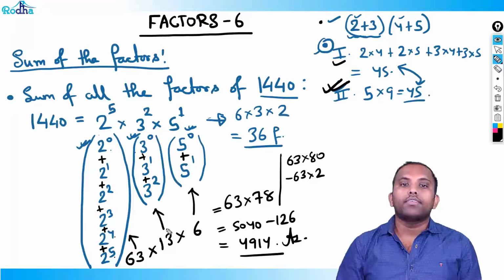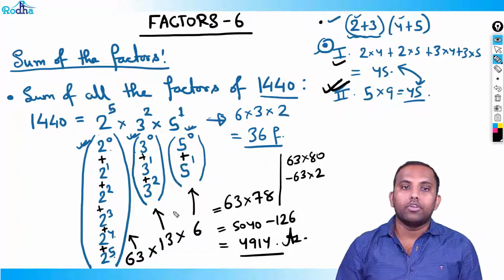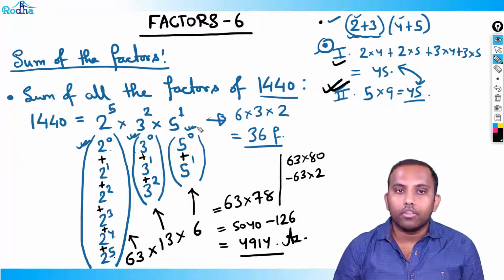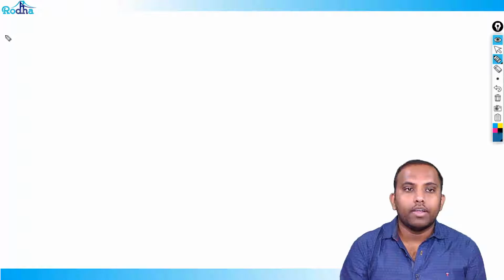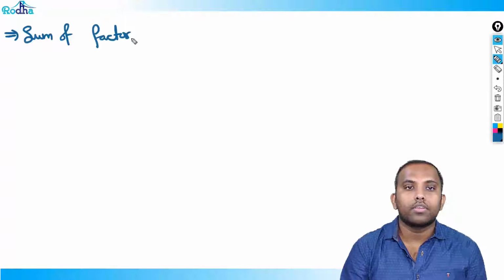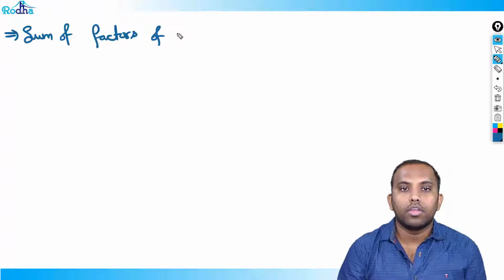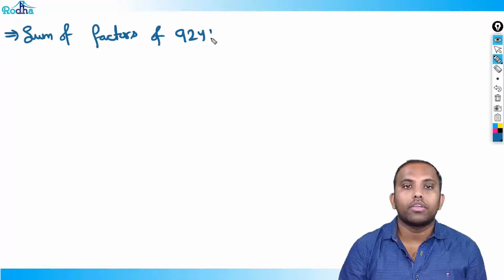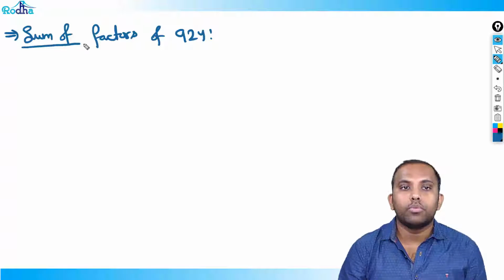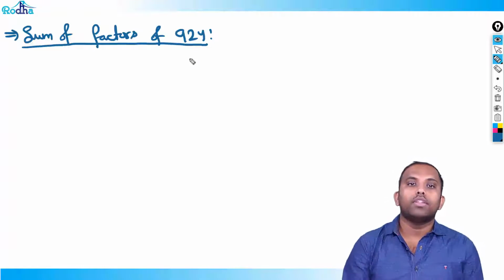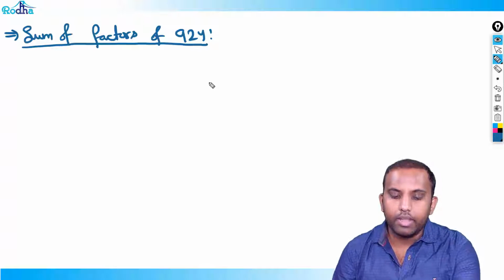So finding the sum of factors of a number will be very easy now. Okay, let's do one more number. Find the sum of factors of 924. You can pause this video for 2 minutes and find the sum of all the factors of 924.